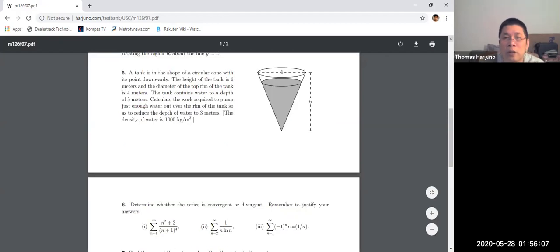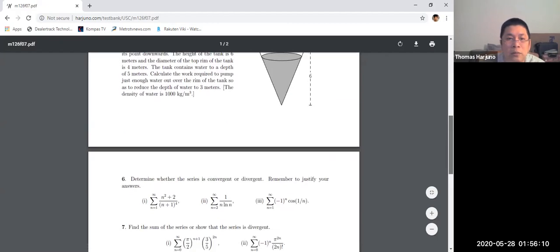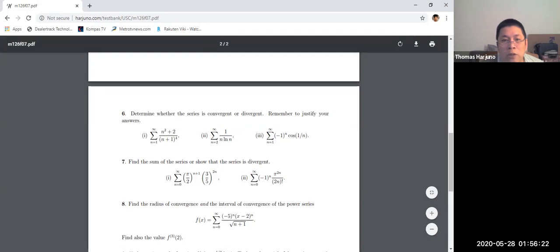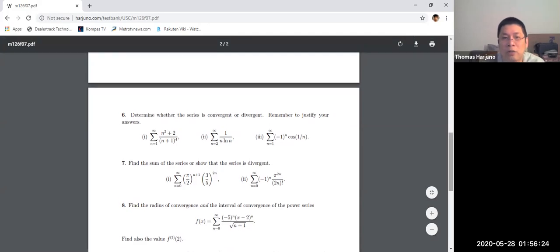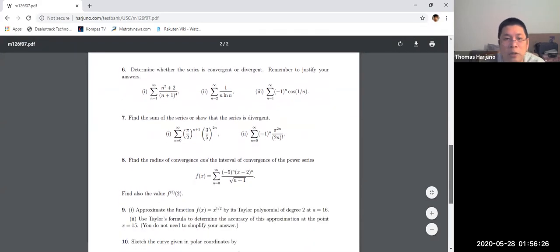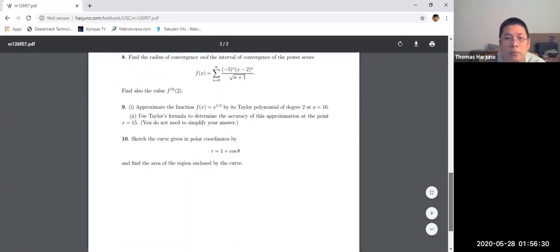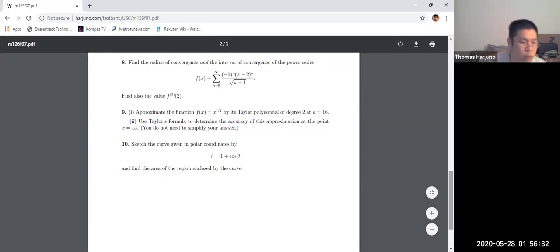They have series. Number 6, number 7. Number 7 here is similar to the one that we did earlier, the last type of question. Number 8, radius of convergence, interval of convergence. That's actually a common question. And then number 9. Well, anyway, that's where I want to stop here then.